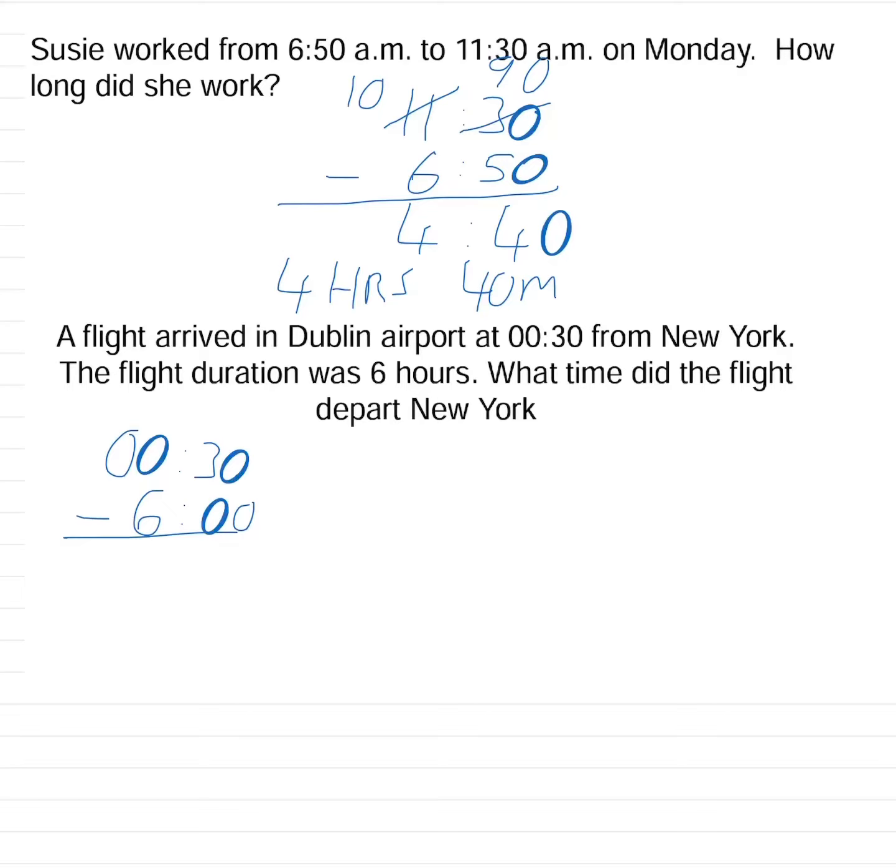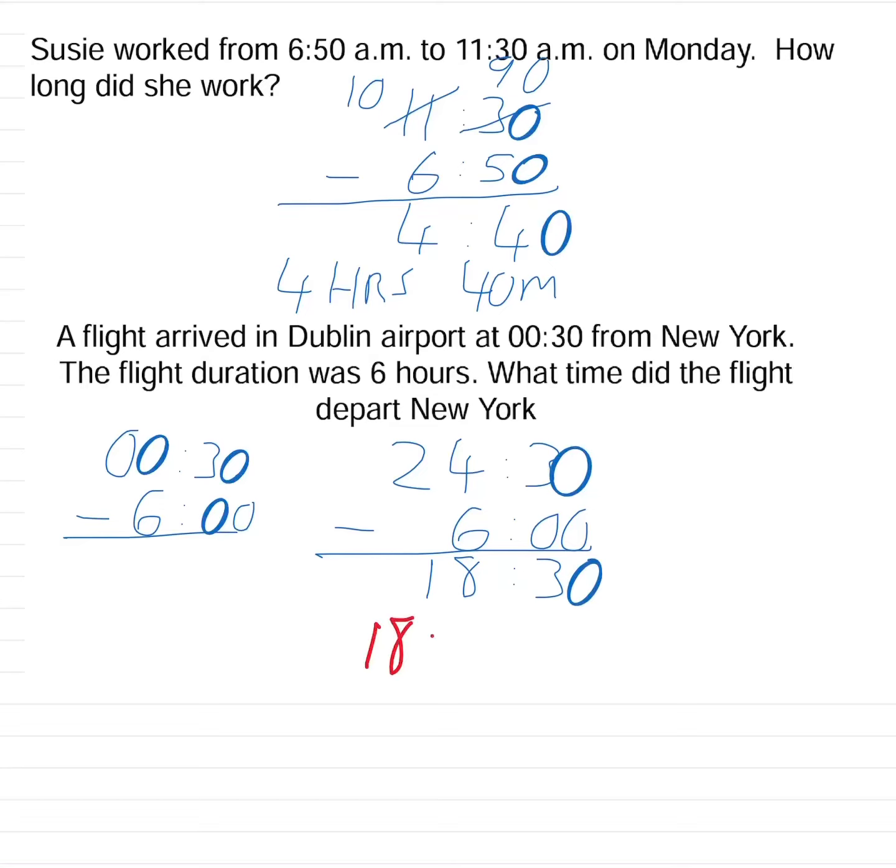So I'm going to change that 00 to 24, because it's midnight. Now it's a lot easier. So this will still be 30, and then 24 minus 6 is 18. So then you have 18 hours and 30 minutes. So the time was 6:30 when it departed New York.